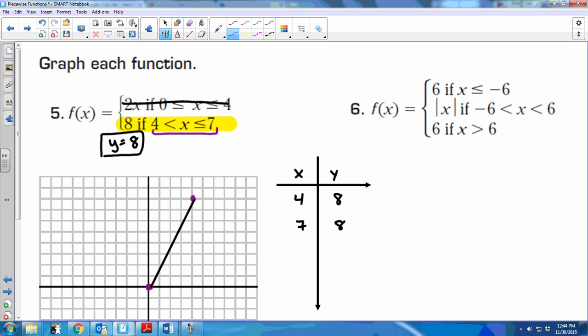Now, it says that at 4, we have an open circle, right, at the point (4, 8). But there's already a closed circle at (4, 8). That's okay. This connects, right? And we're going to talk in a second about why it's important that this part was open. But we're going to leave it closed. You don't need to make a circle around the closed circle or anything. We just leave it closed, okay? Then we make our other point at (7, 8). And that one is closed because it says less than or equal to. And we draw a line between there.